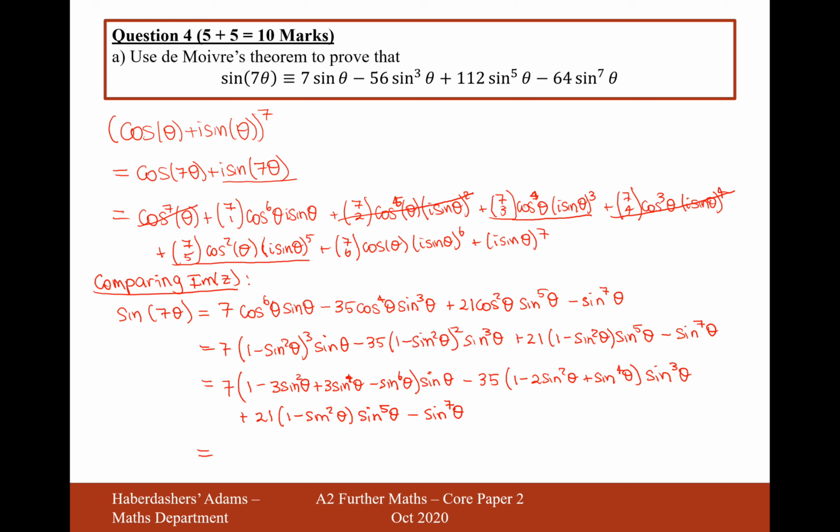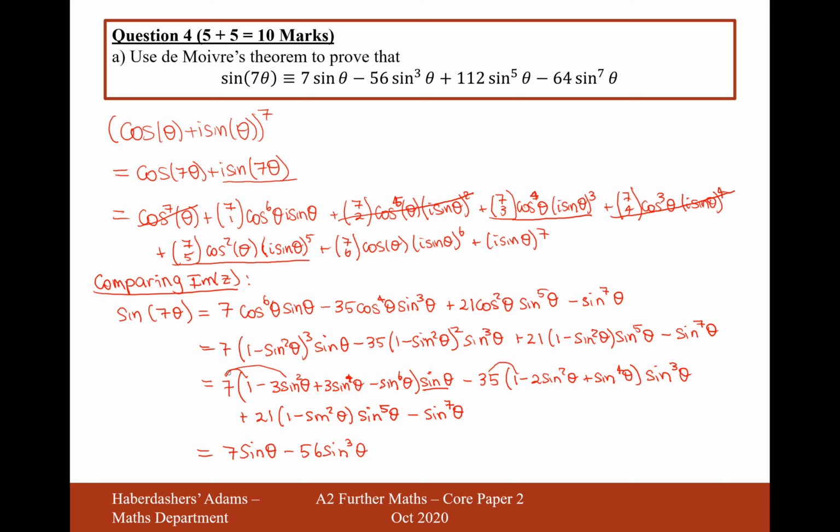Okay, so when we expand all of this, we get 7 times 1 times sine theta, so that's 7 sine theta. And that's the only sine theta on the page, actually. And then it's going to be minus 21 sine cubed, so minus 21 and another minus 35 sine cubed, and no more down here, so that will give us minus 21 minus another 35, that will give us minus 56 sine cubed theta.